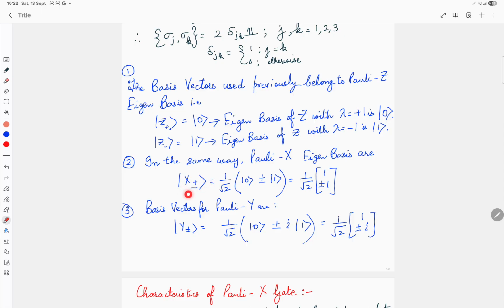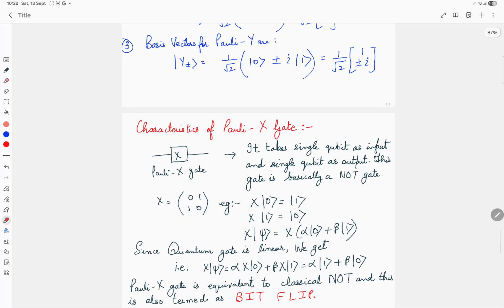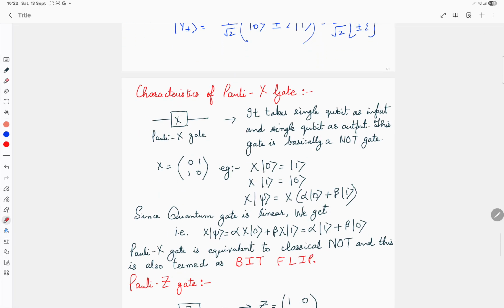The value is given by 1 over root 2 times ket 0 plus or minus ket 1, and these are the eigenbases. Similarly, we can use the Pauli Y eigenbases, and the value is given by 1 over root 2 times this column vector. The 1 over root 2 is basically for the normalization condition. Now the next thing is that, as I have told you, these Pauli matrices can also act as single qubit quantum gates, because they maintain the unitarity and the Hermitian property.